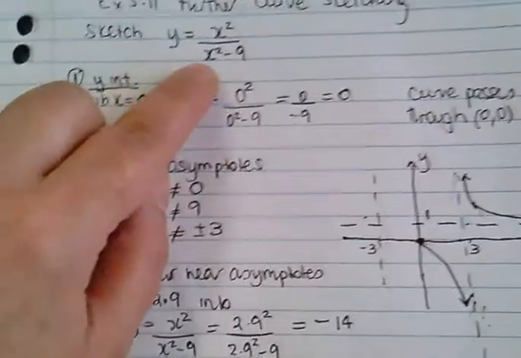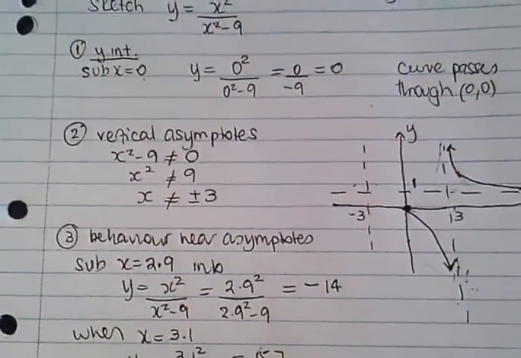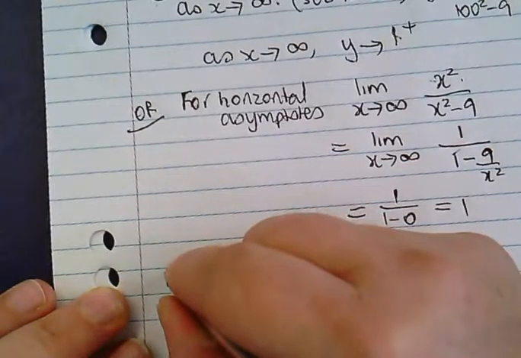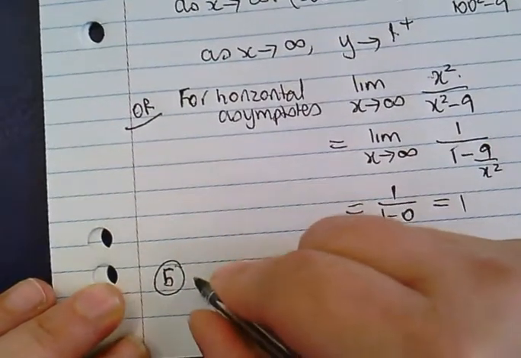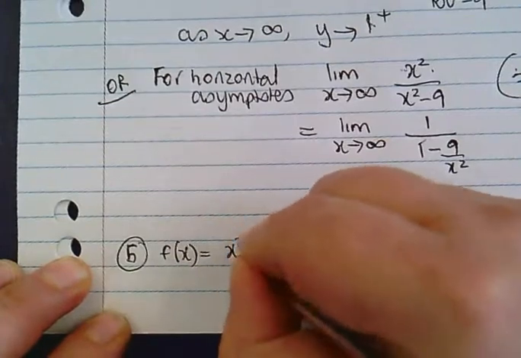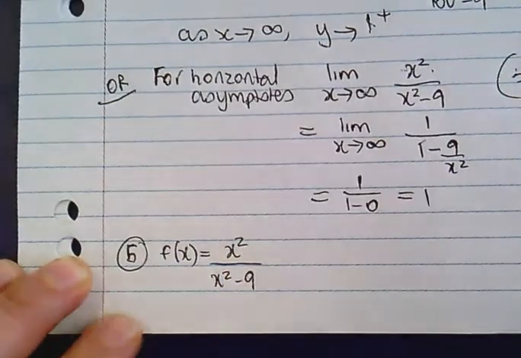So I'm thinking, whenever you see x squared and only even powers, wait a sec, this might be an even function. Let's check. Is it odd or even? The function of x is x squared over x squared minus 9.